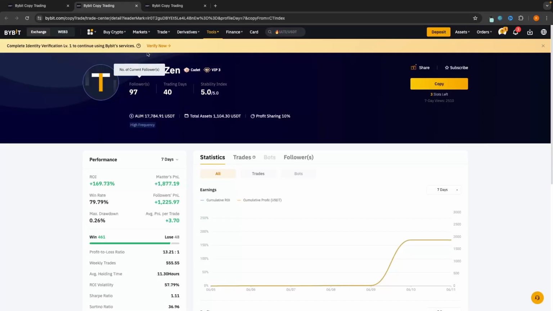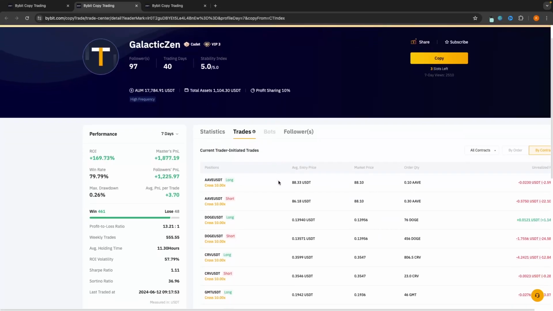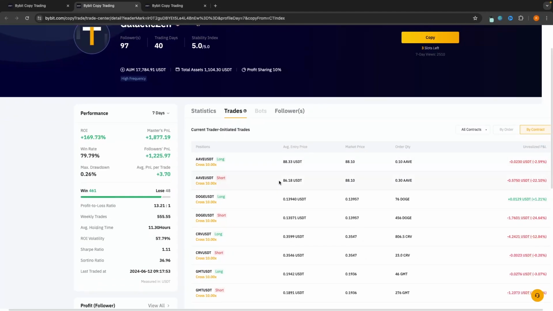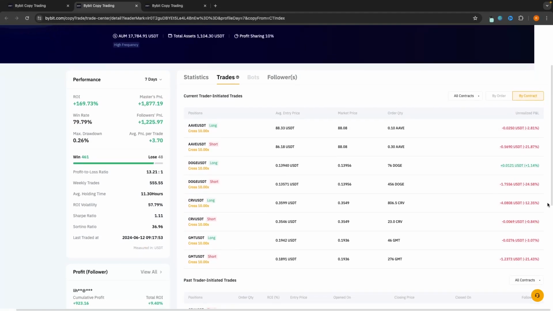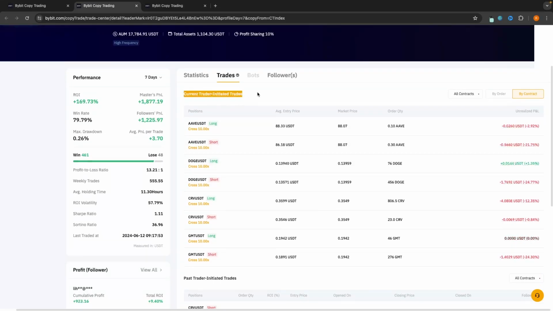So let's look at this person right here, Galactic Zen. We can see they were second on this leaderboard, making a 169% ROI in the last 7 days. So let's have a look at some of these trades. These ones are actually visible. And we can see this guy has been trading on Aave, on Dogecoin, on CRV. And we can see the profit and loss that they have been making in these areas. So looking at this, these are the trades that this guy is currently in.